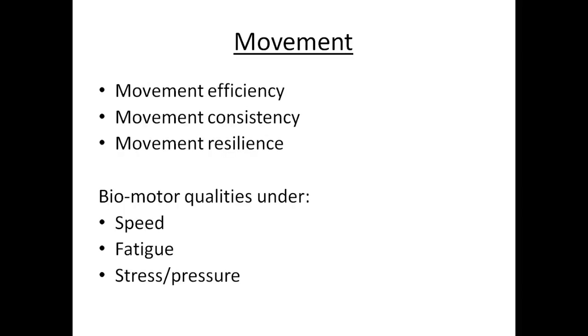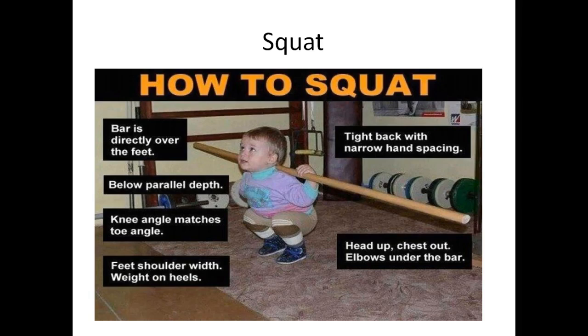So when we talk about movement, we're looking at the efficiency of the movement, the consistency of the movement, can they repeat it, and the movement resilience. If we added some load or asymmetrical load, can they still repeat the movement? And the biomotor qualities we're looking for are speed, fatigue, and how they perform under pressure or stress. Okay, so there you go. Young kids, they know how to squat, and there's the perfect squat there. You can do it while you're young. It's only when you sit down lots that you forget how to do that.